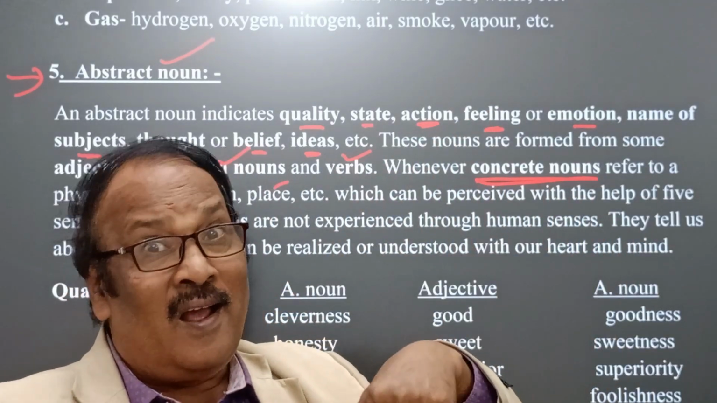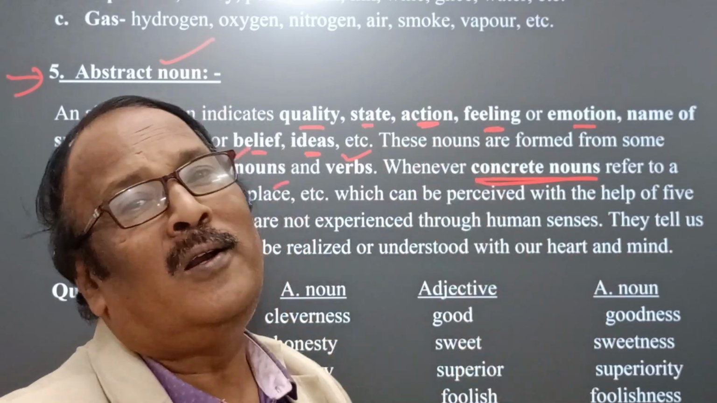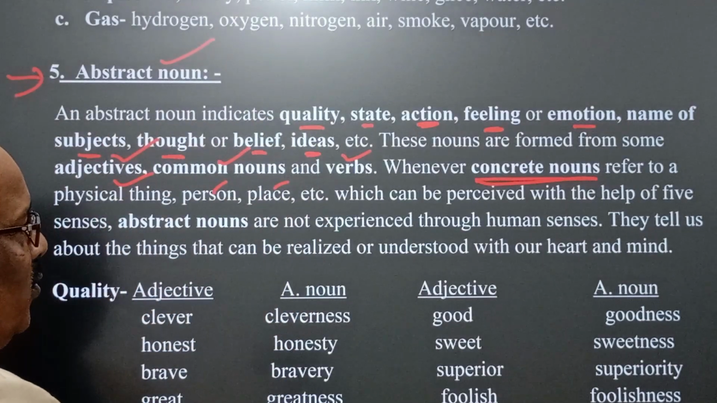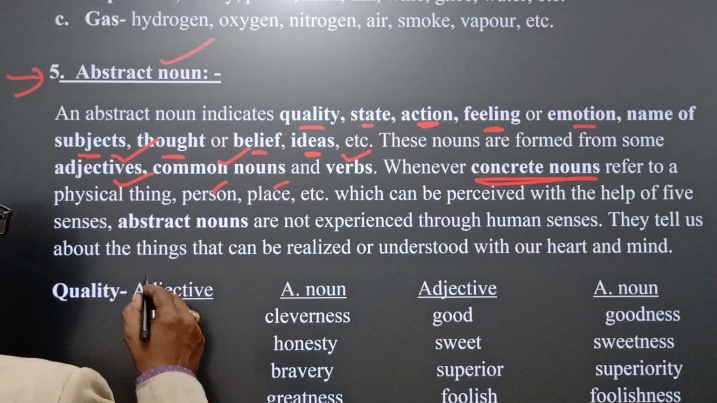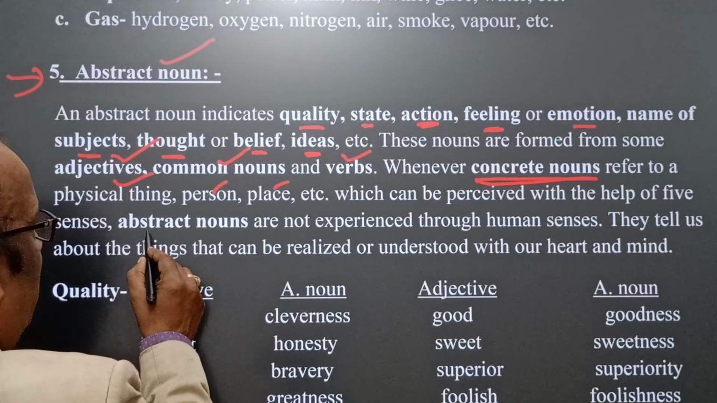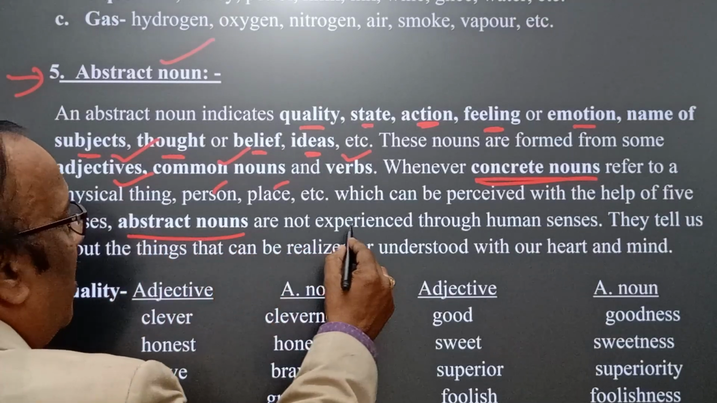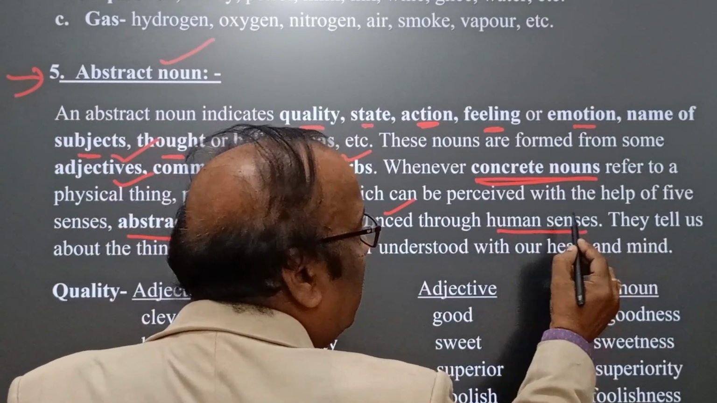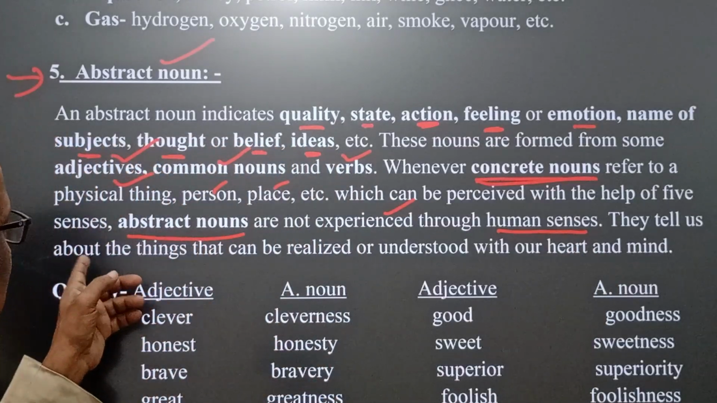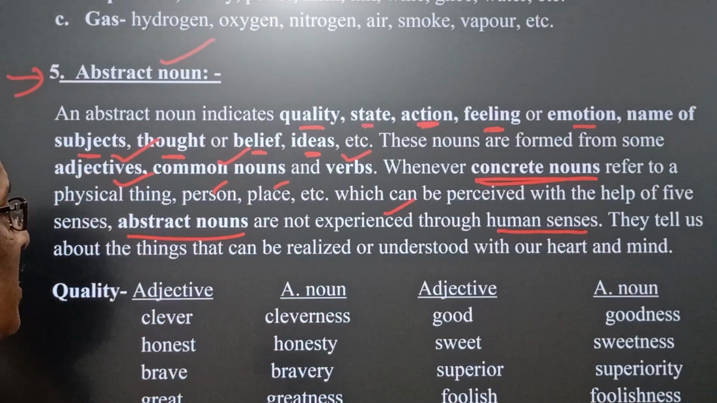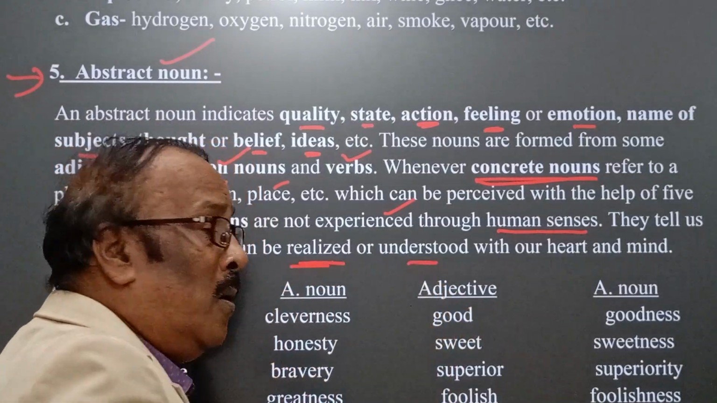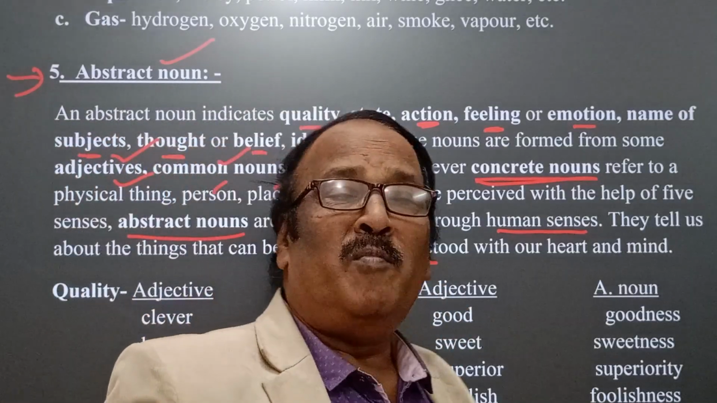But on the other hand, abstract nouns are not physical by nature. Therefore they cannot be perceived. Abstract nouns are not experienced through human senses, right? They tell us about the things that can be realized or understood with our heart and mind.